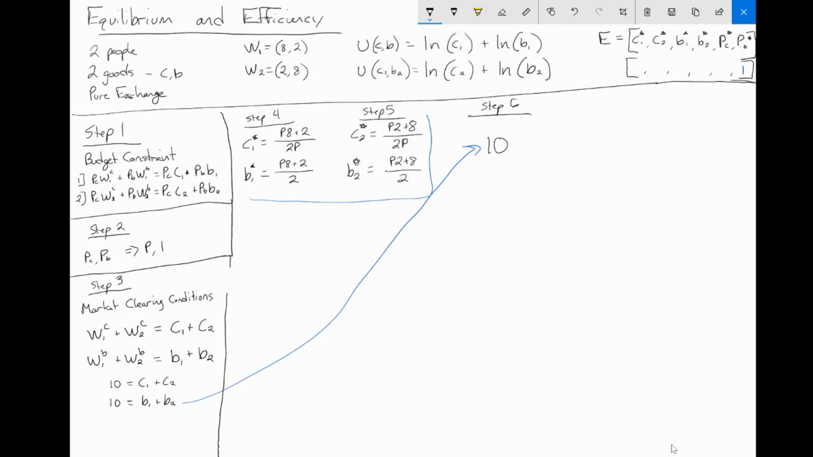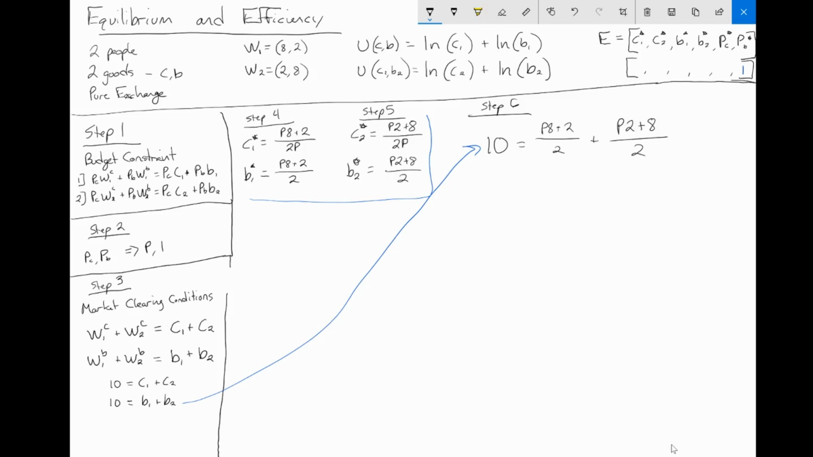So let's do that. 10 equals B1, 8 plus 2 divided by 2, plus B2. What's happening here intuitively? What we're saying is that the total consumption of bagels has to equal 10 in the economy because the market has to clear. We have to consume all of it. And so we're going to use these equations to solve for P.